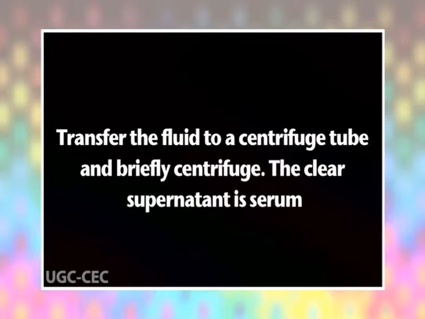When additional calcium ions are added, clotting occurs. Keep the clotted blood for an hour. A fluid separates while the clot retracts. Transfer the fluid to a centrifuge tube and briefly centrifuge. The clear supernatant is serum. Note its color. Normally, it's light yellow. Plasma and serum are chemically the same except that the serum lacks fibrinogen.